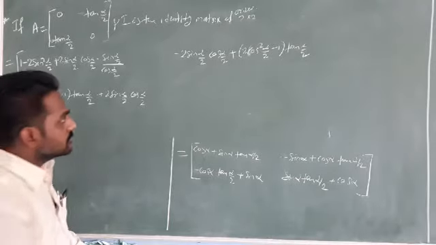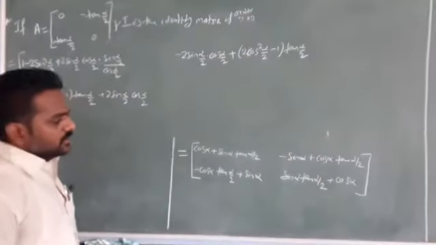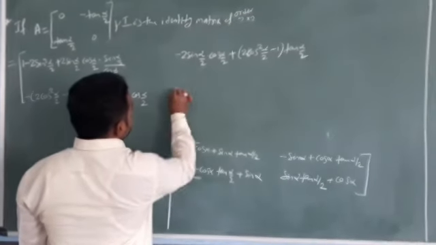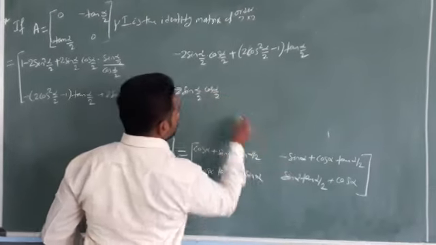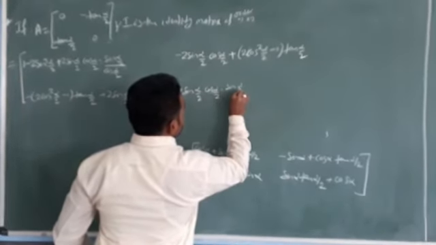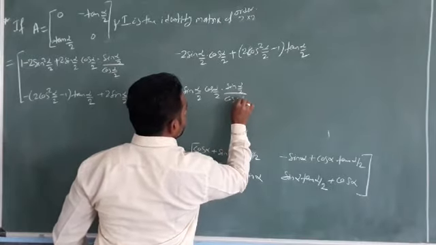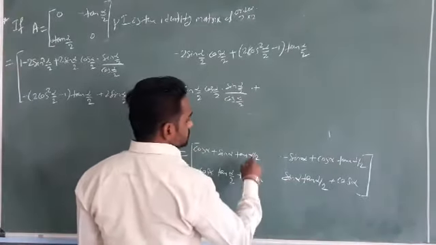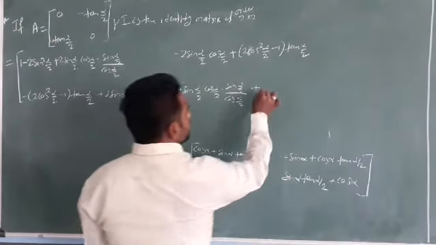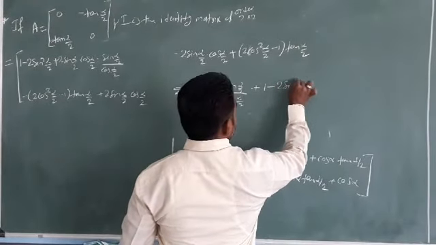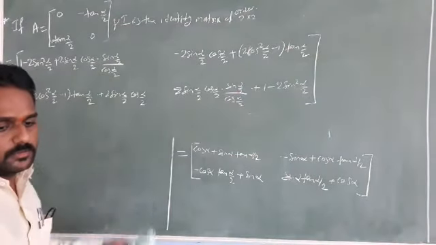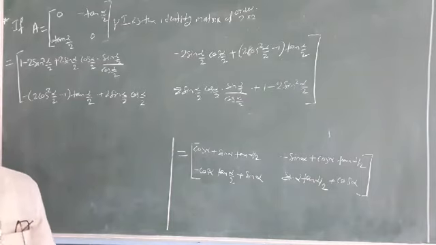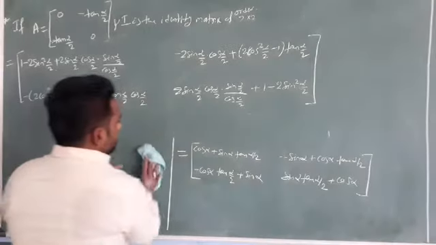Next, another one, this one, sin alpha into tan alpha by 2. Write this in terms of sin: 2 sin alpha by 2 into cos alpha by 2 into sin alpha by 2 whole divided by cos alpha by 2 plus cos alpha in terms of sin, that is 1 minus 2 sin square alpha by 2, bracket closed. Just observe the thing here, students. What will we get here?